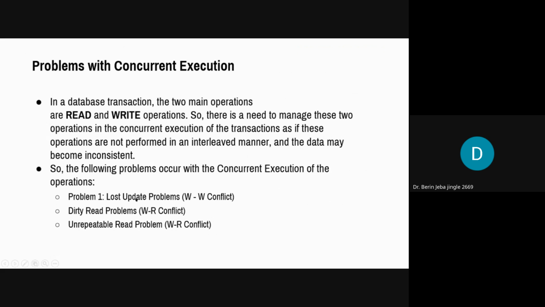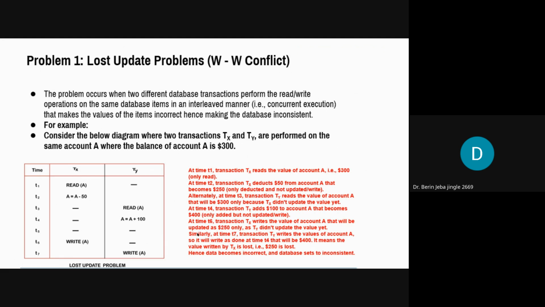The first problem is the lost update problem, that is a write conflict. Second, the dirty read problem, that is a write-read conflict. Third, the unrepeatable read problem, that is a write-read conflict again. First we can look at the lost update problem, the write conflict. Lost means data are lost when we are using write conflict. Then I will explain with an example.